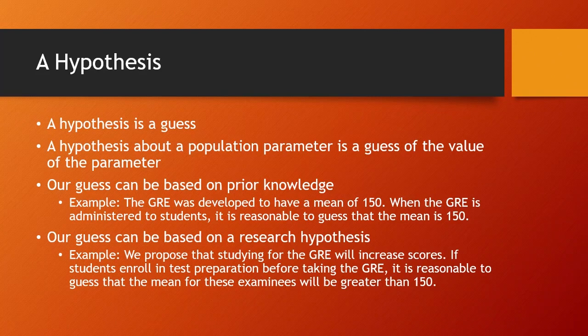Our guess can also be based on a research hypothesis. Suppose we propose that studying for the GRE will increase scores. Well, if students enroll in test preparation before taking the GRE, it's reasonable to guess that the mean for these examinees will be greater than 150 because we're proposing that studying for the GRE will increase scores. We know that without studying for the GRE, the mean is 150. So if they study, we can propose that the mean will be greater than 150.